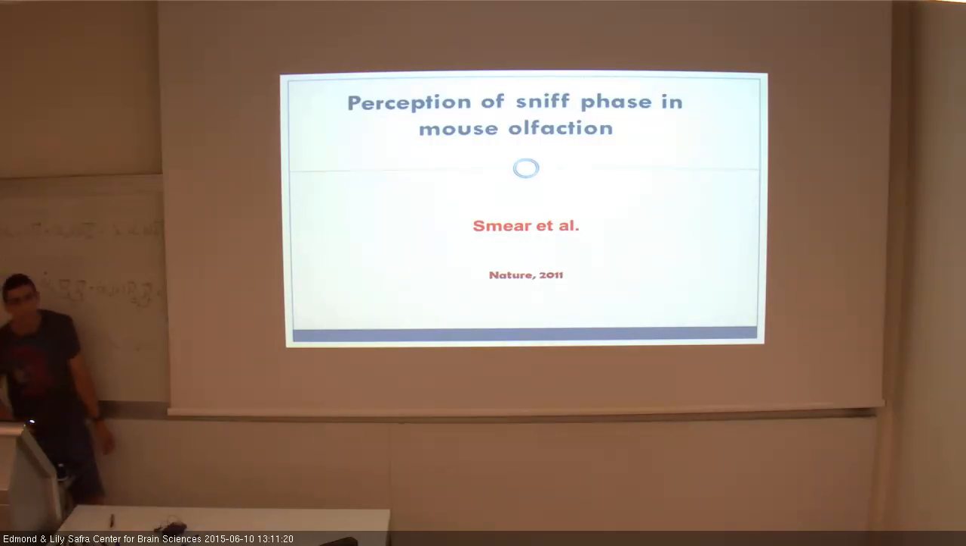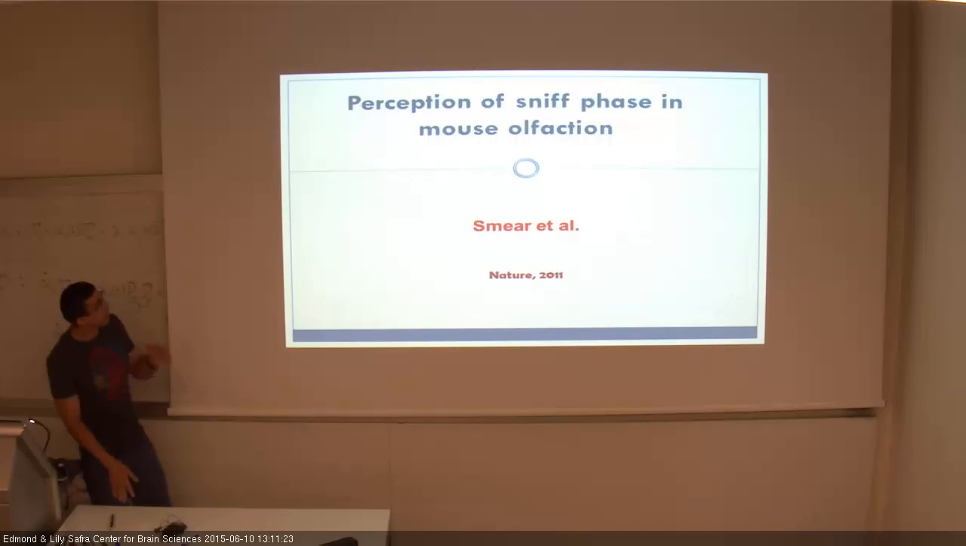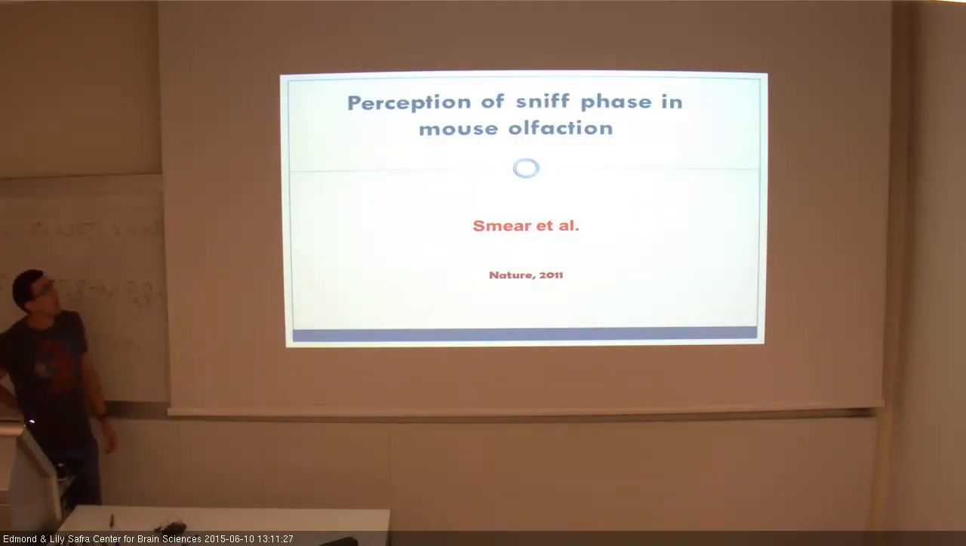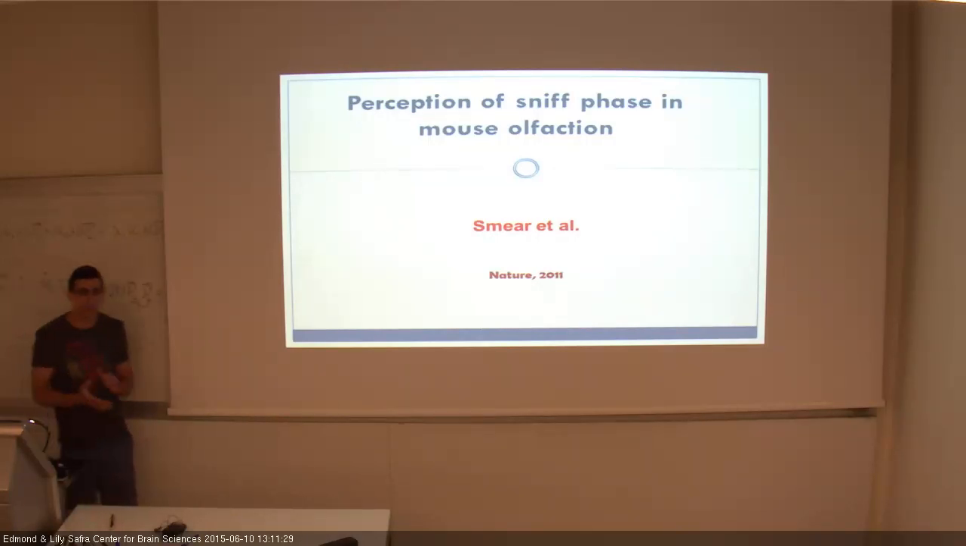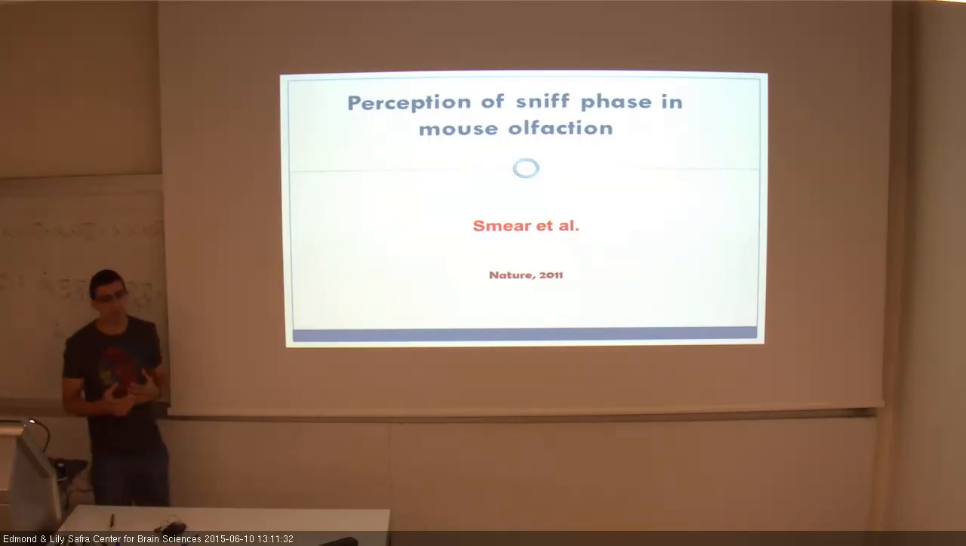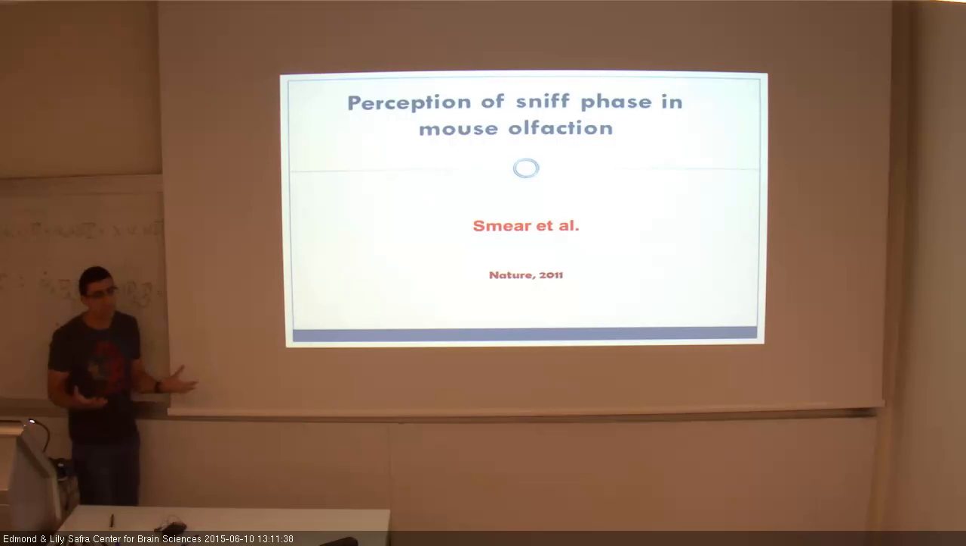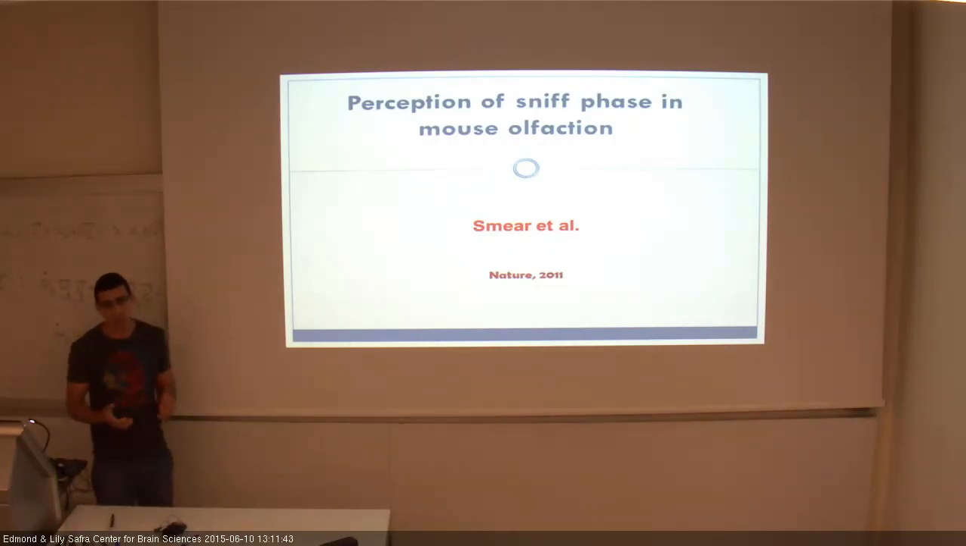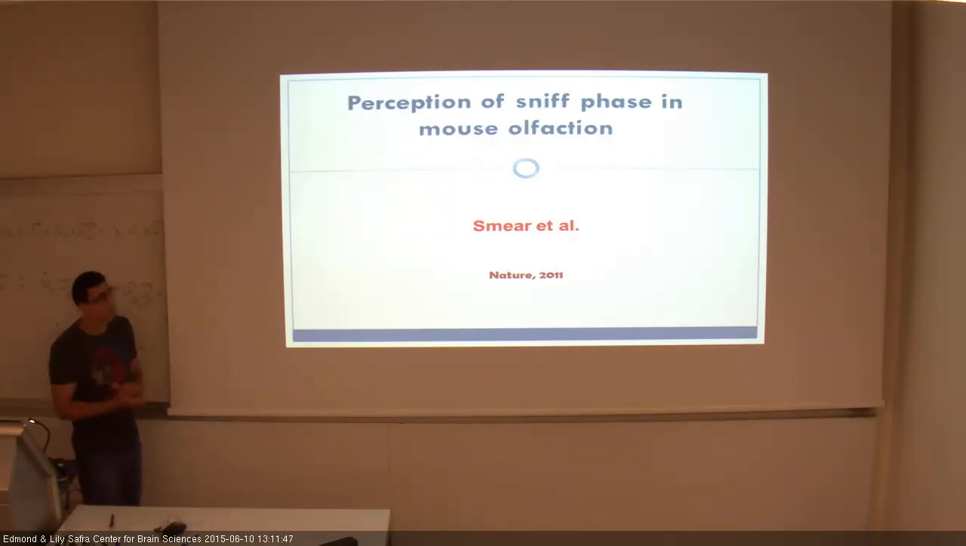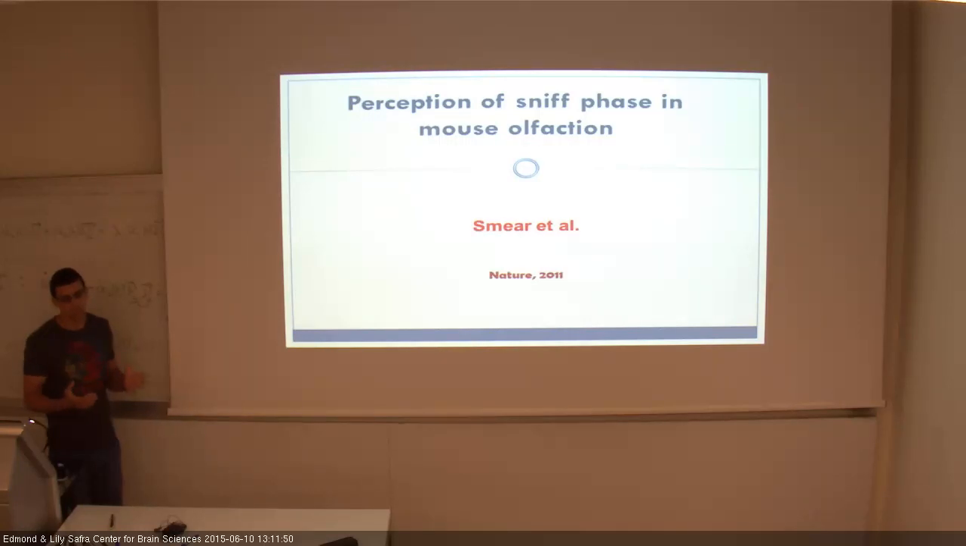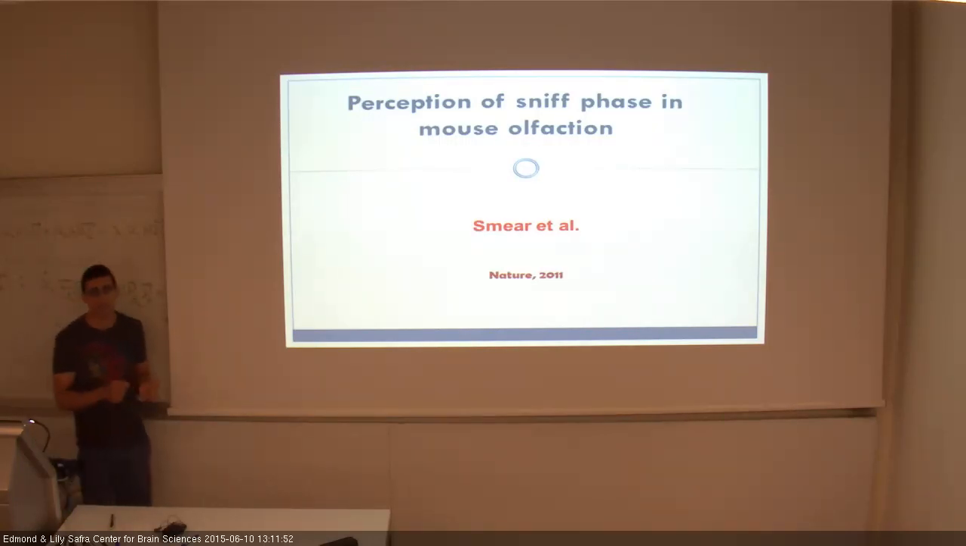So hello everyone. I will present the following paper, Perception of Sniff Phase in Mouse Olfaction. It's a very straightforward article, as you'll see, and pretty short, so probably I won't use much of my time, and you can feel free to ask questions. The idea is very simple: to study the temporal coding, the temporal pattern, which Yair talked a bit about before, in the olfactory bulb, and to check its resolution, specifically relative to the sniff cycle.